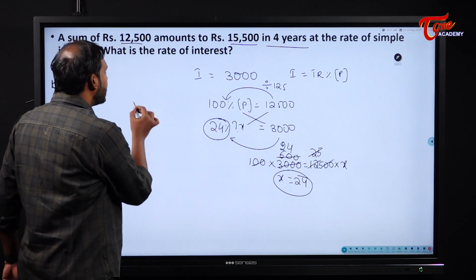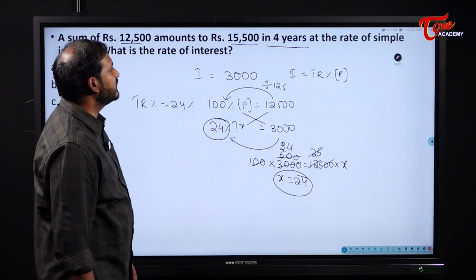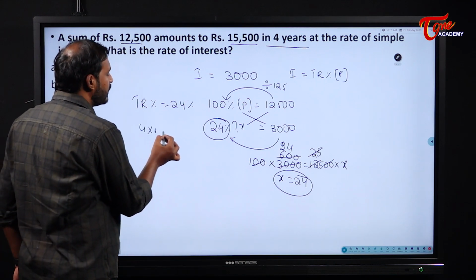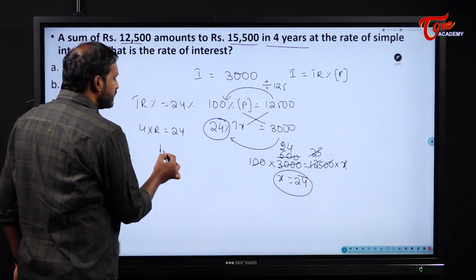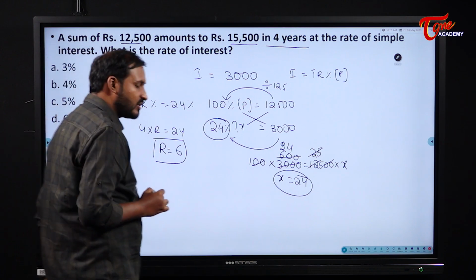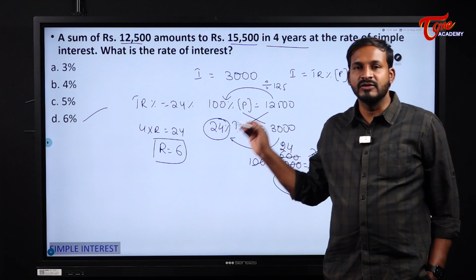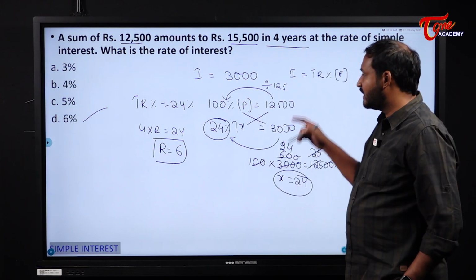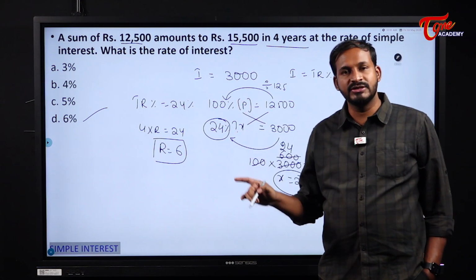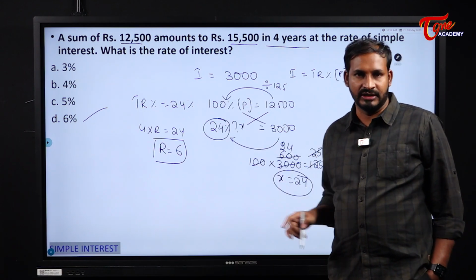So that means TR percentage here is 24 percentage. Already they have given us the time period, 4 years. That means 4 into R is equal to 24. So R becomes 6 percentage. So the rate of interest here is 6 percentage per annum. By using the concept of TR percentage, we have written this one students. Those who have not watched our previous video, please do watch that video so that you will understand why I am writing this TR percentage and all these things.